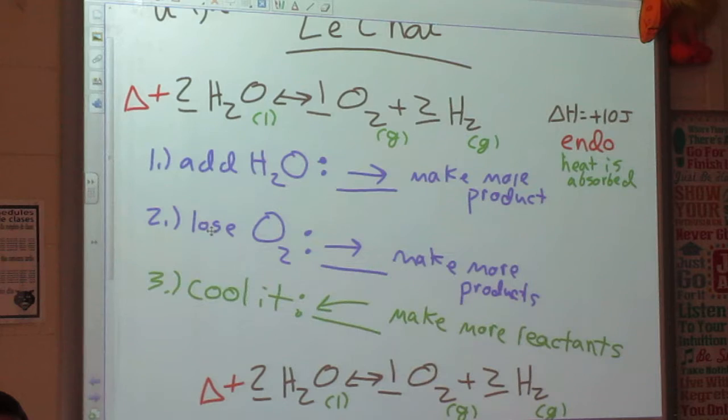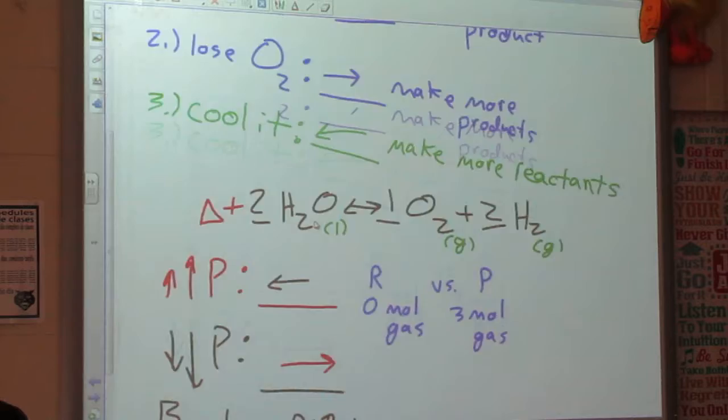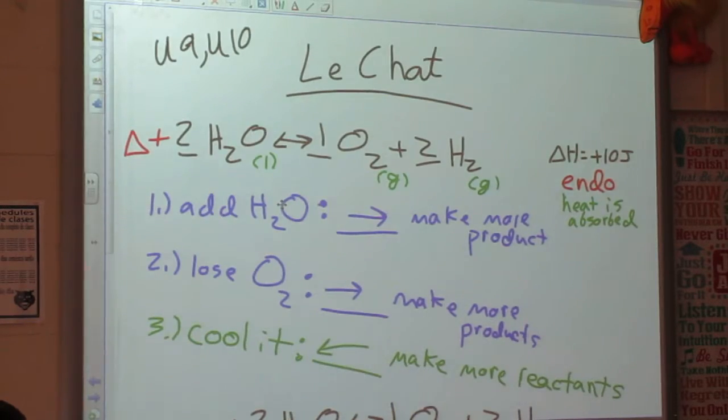So with Le Chatelier's, there's a few things that you can do, but they all boil down to two things. You're going to lose something, or you're going to gain something. Here's a rule of thumb: if you gain something, you are going to use it, and vice versa.